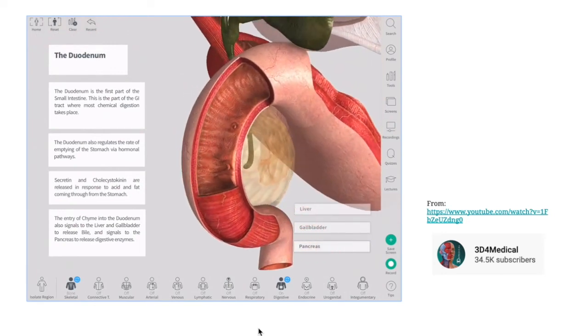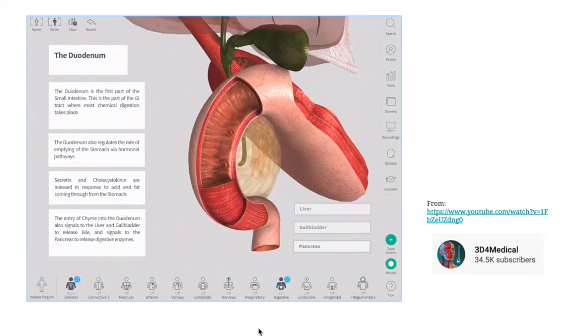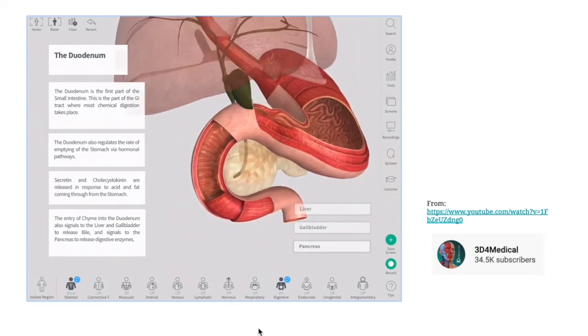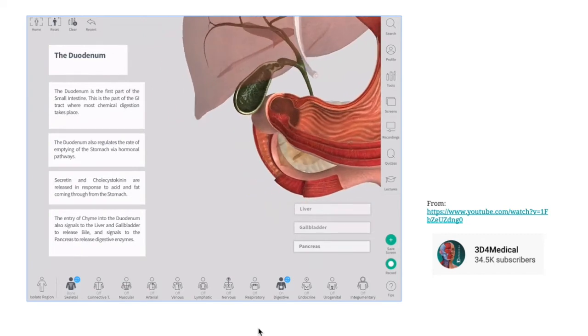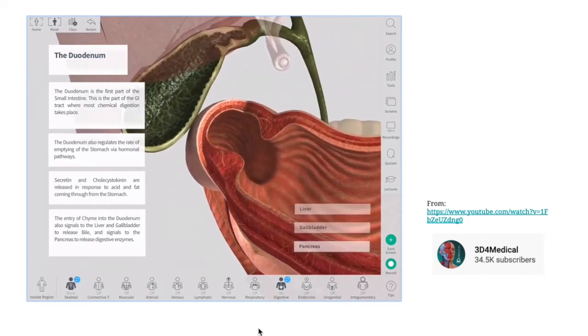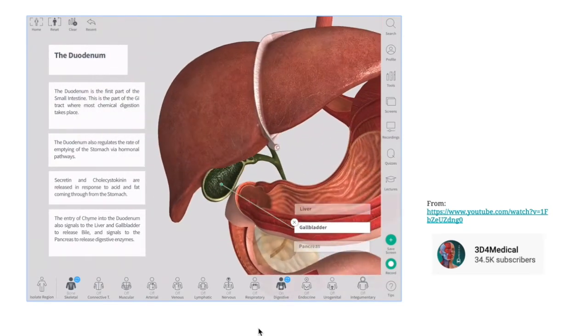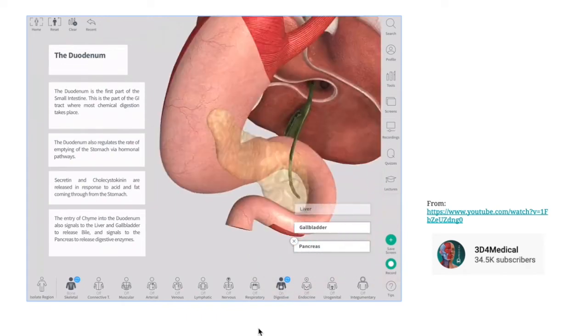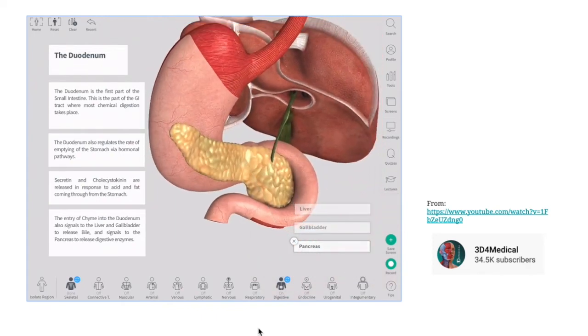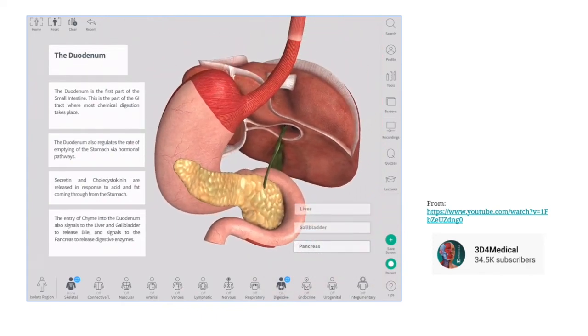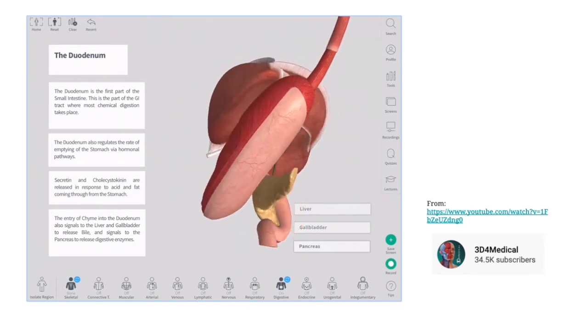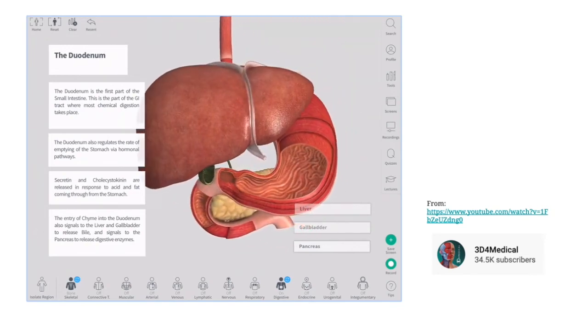The duodenum engages in a negative feedback loop, meaning that it allows food to enter from the stomach when empty, and when the duodenum is full, it sends signals to the stomach not to open the pyloric sphincter. The entry of chyme into the duodenum also signals the liver and gallbladder to release bile, and it signals the pancreas to release its pancreatic enzymes. These help the digestion, absorption, and metabolism of food in the duodenum.